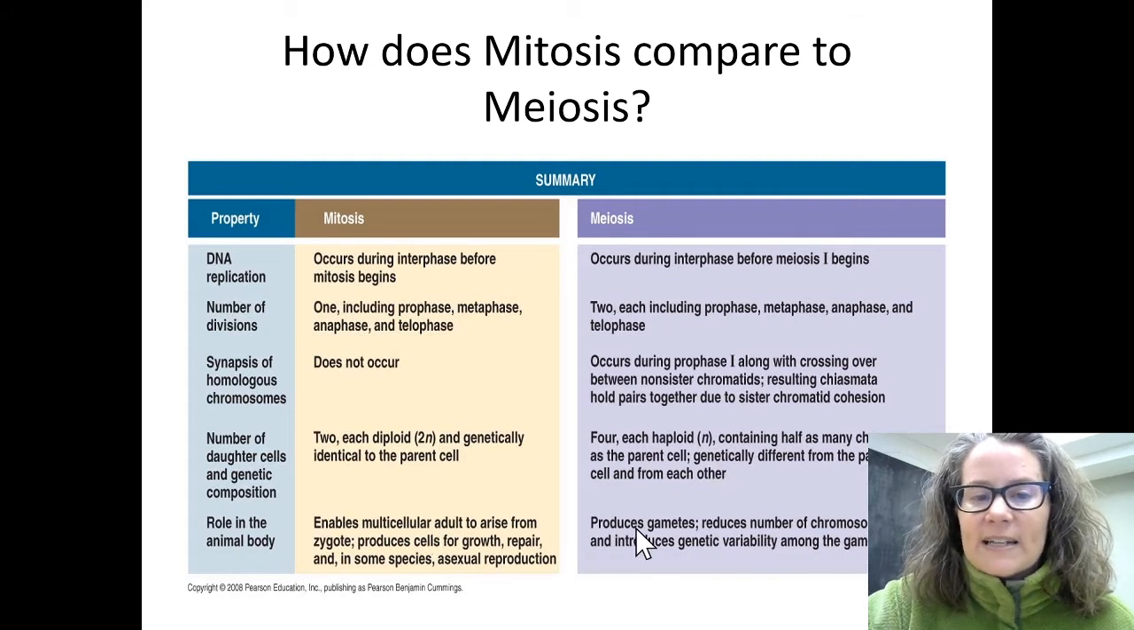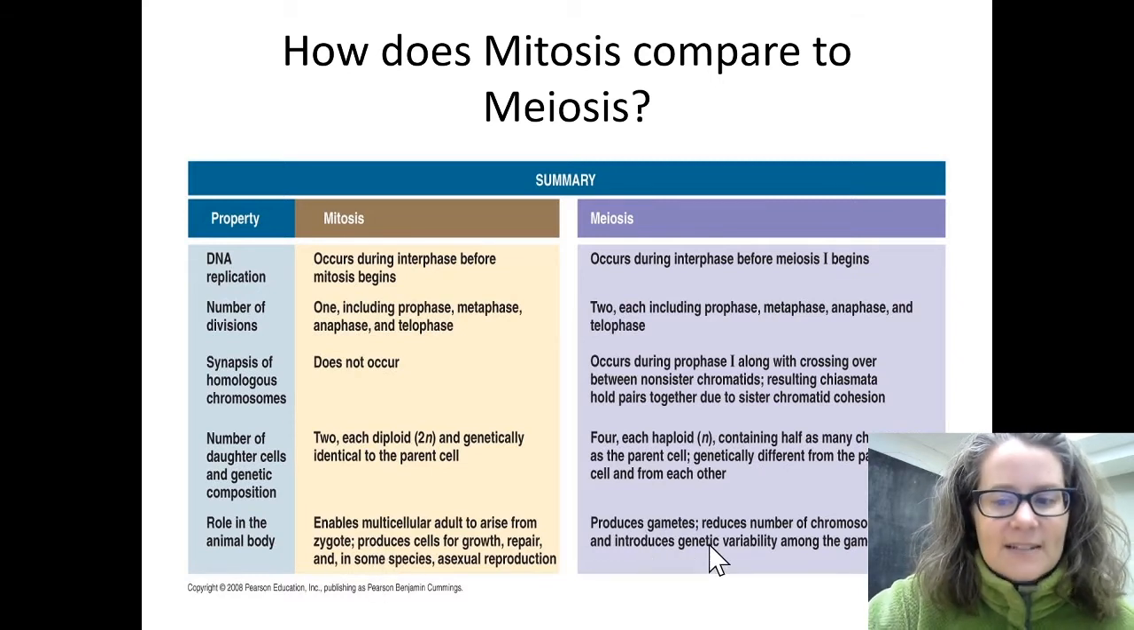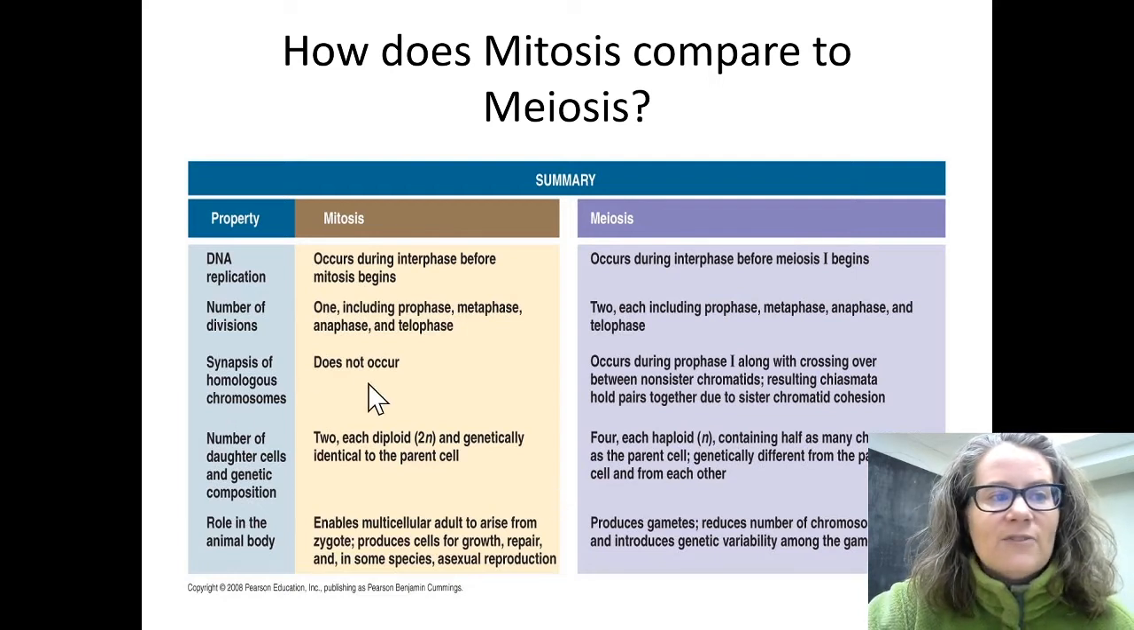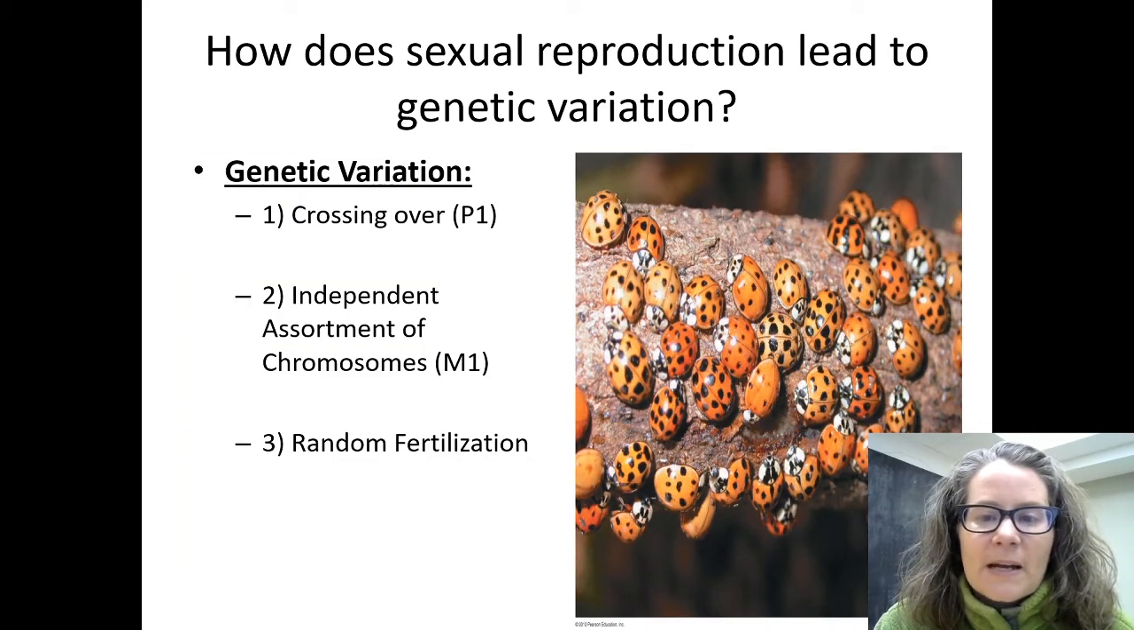And the role in the body is quite different. So in mitosis, we help us grow, to help us replace and repair old cells. So there's lots of good reasons why we do this every day. Meiosis is really about producing gametes, so producing sex cells, getting some variation within our population so that we have offspring that are different than our parents. Now, if we look at this summary, make sure that you know some similarities and differences between mitosis and meiosis.